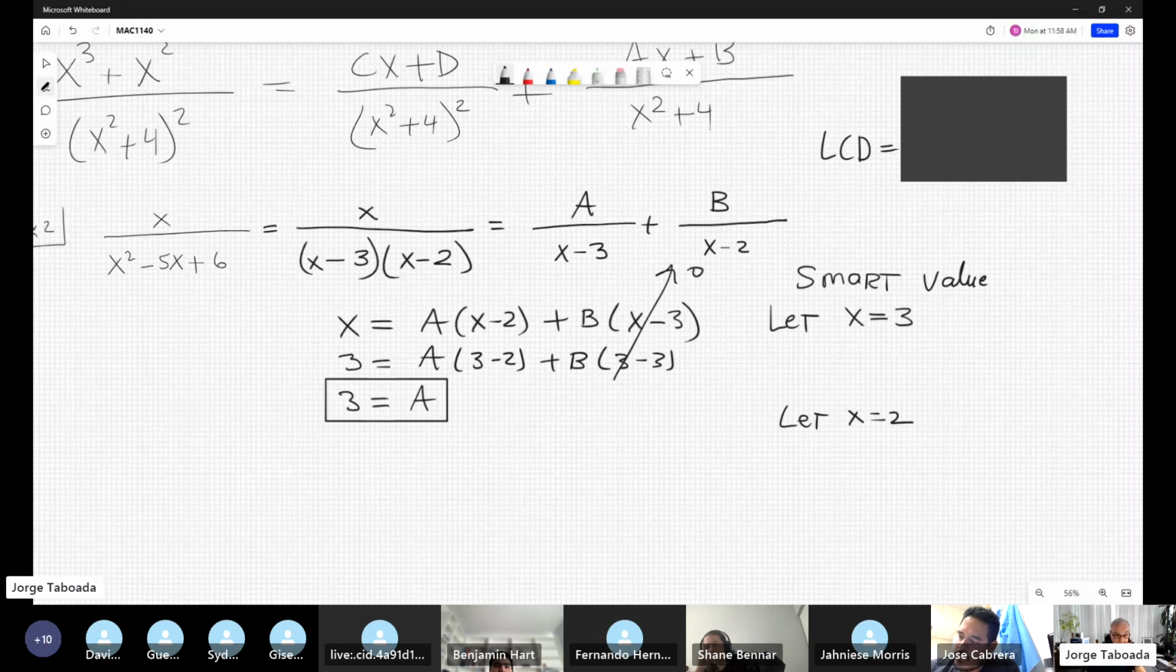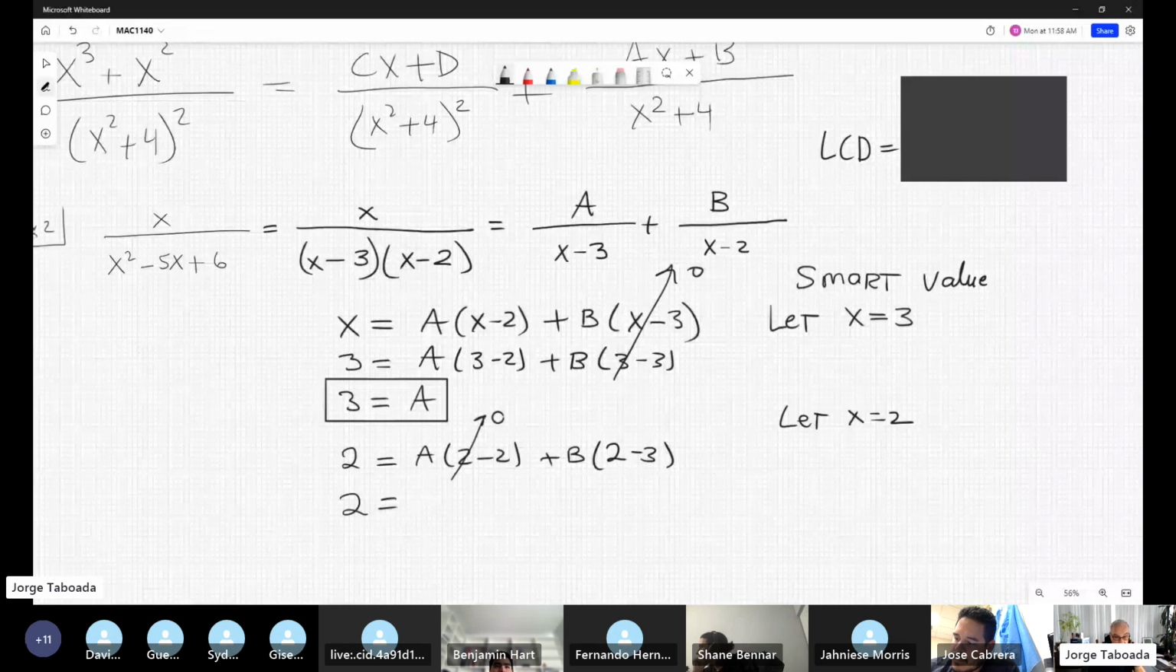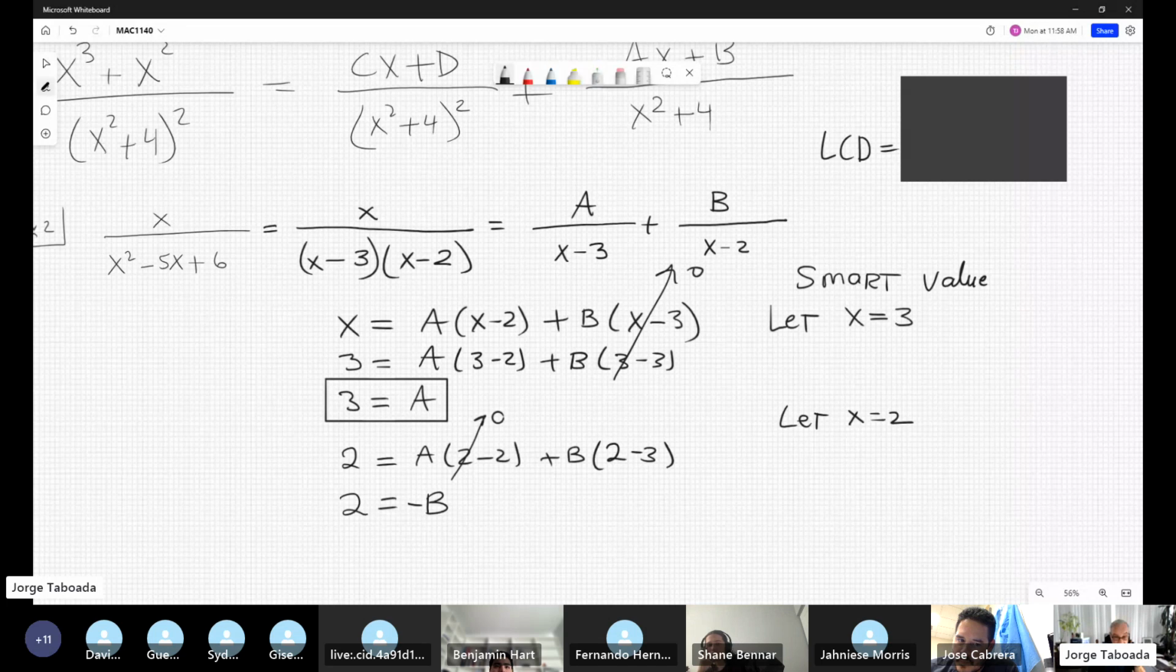For x equal to 2, A times (2 minus 2) gets 0, and in this case that part is zero, plus B times (2 minus 3), which is negative 1. So 2 is equal to negative B. Therefore, B is negative 2.